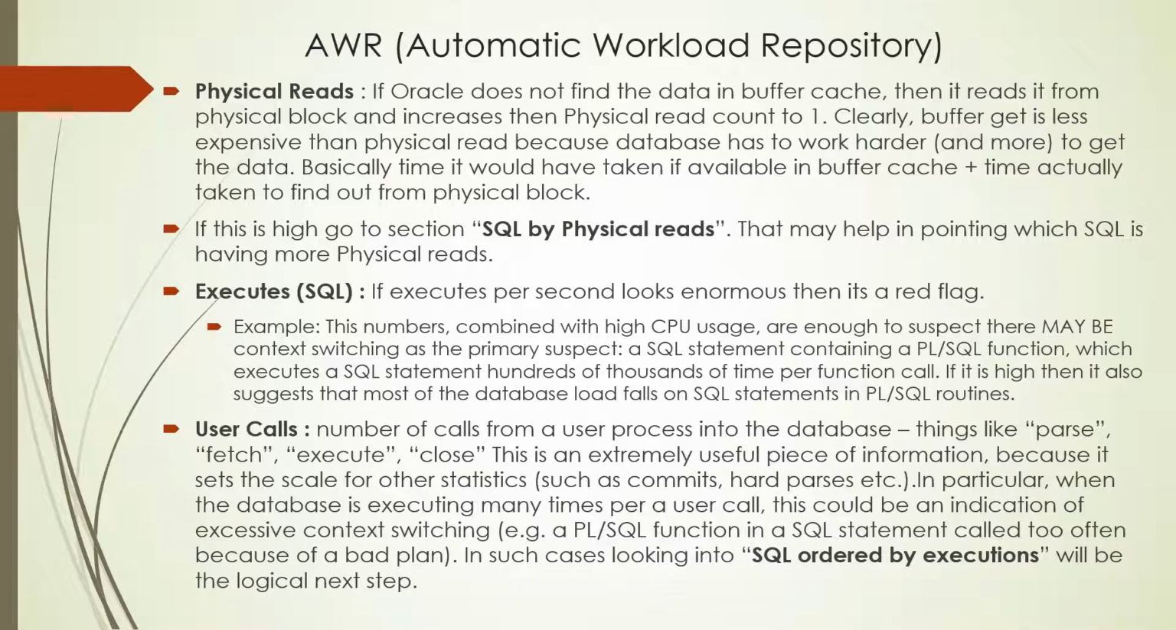whenever the database is executing the same thing multiple times per user call, so if a particular user call has multiple fetches, multiple executes and multiple parses, it is an issue of context switching. We already understood what context switching is in the previous classes. A PL/SQL function, for example, is an SQL statement which is called too often because of a bad SQL plan. In these cases, we need to go and look into the section SQL ordered by executions. We will come to these sections subsequently, but I have just tried to list them out. If we observe a high value in a particular section, then we need to go for further analysis. I will share this deck with you in PDF format, so you will be able to refer to it and analyze your AWR.